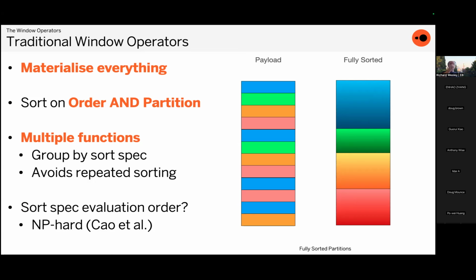Yes? Just to make sure I understand semantics correctly, the window is only within one partition. Yes. If I'm at the very bottom of the partition, I only look up and never into the next one. Yes, exactly.